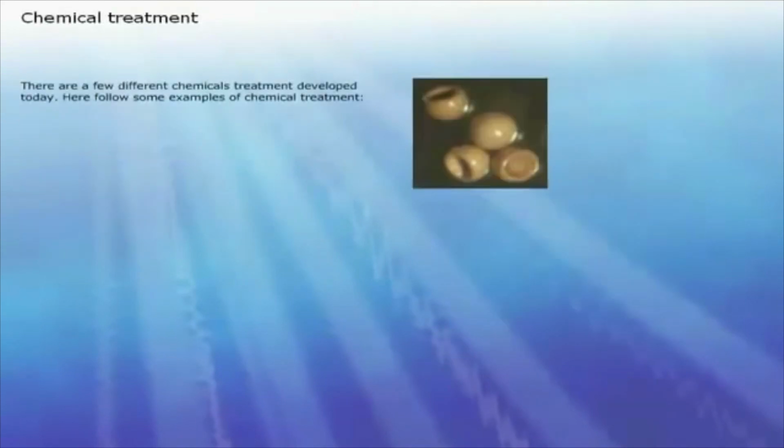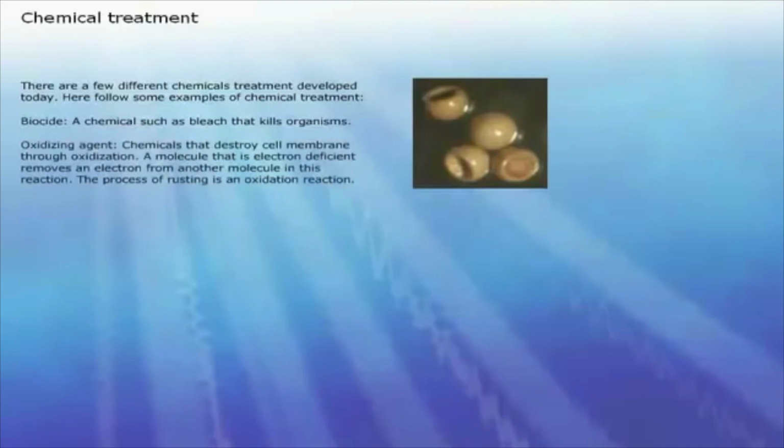There are a few different chemical treatments developed today. Here follow some examples of chemical treatment. Biocide, a chemical such as bleach that kills organisms. Oxidizing agent, chemicals that destroy cell membrane through oxidization. A molecule that is electron deficient removes an electron from another molecule in this reaction. The process of rusting is an oxidation reaction. Non-oxidizing biocide. Biocides can also be lethal through various other chemical means.